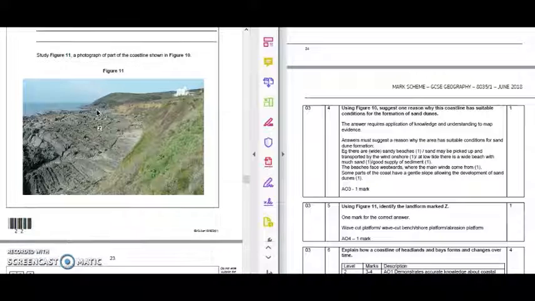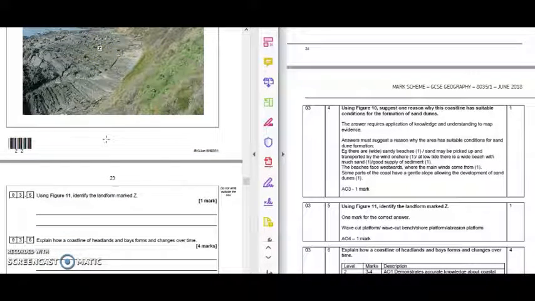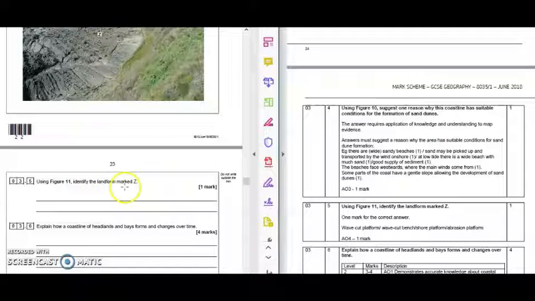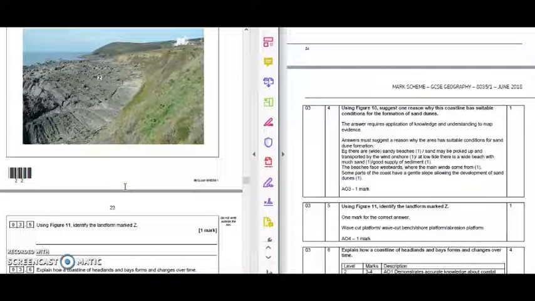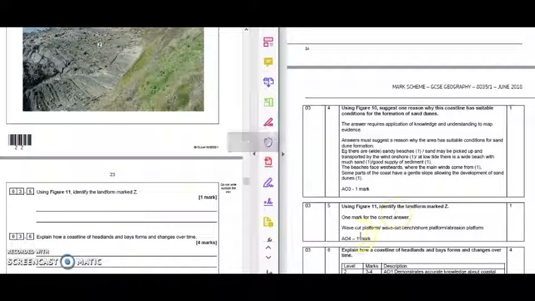Next question, you've got a photograph and you've got a feature labelled Z, and for 1 mark you've just got to identify what that landform is called. So here are your cliffs, and here is what used to be the bottom of the cliffs before they collapsed in. So this feature is called a wave cut platform.